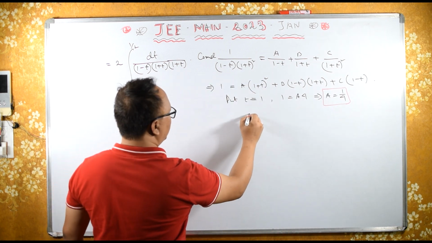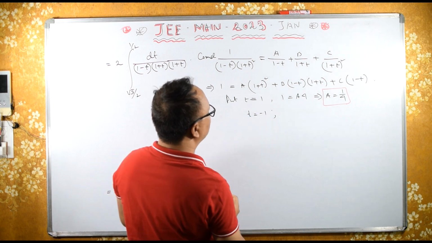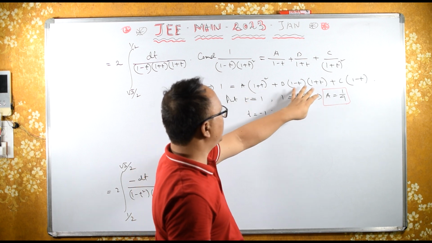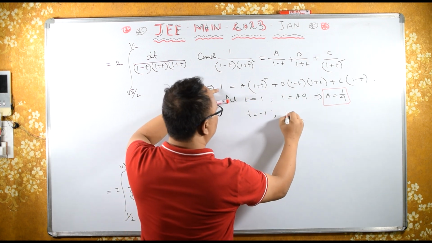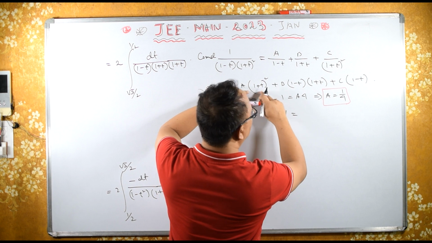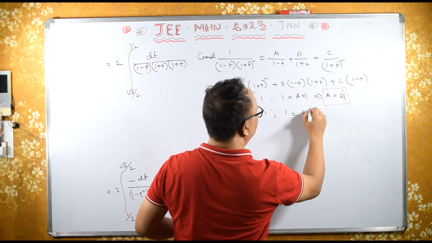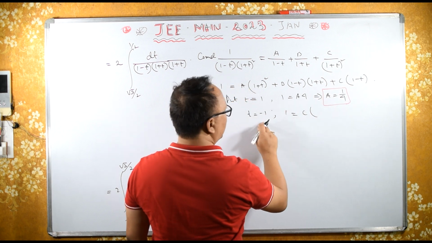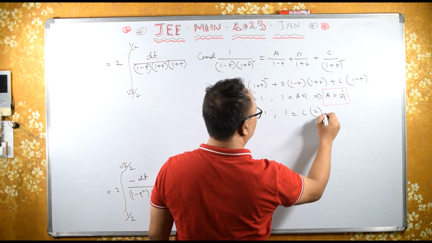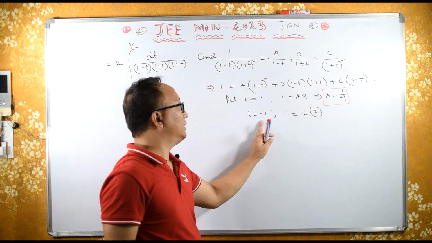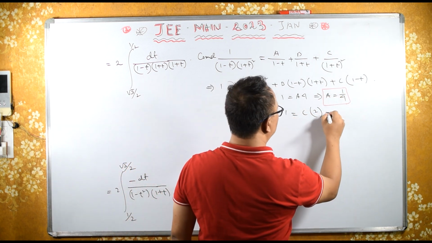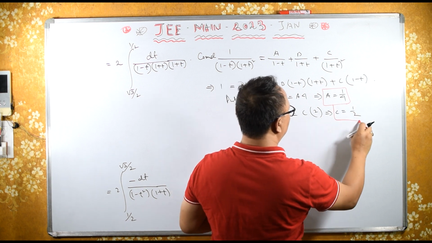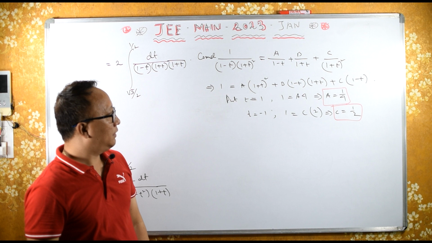Now if I substitute t equals minus 1, when I substitute t equals minus 1, this term will get 0. Therefore 1 equals this term, and this term gets 0. Therefore c into, here t is what? Minus 1. Here 1 minus (minus 1) is plus 2. This implies c equals 1 by 2. So we have c equals 1 by 2. So we need to find b.